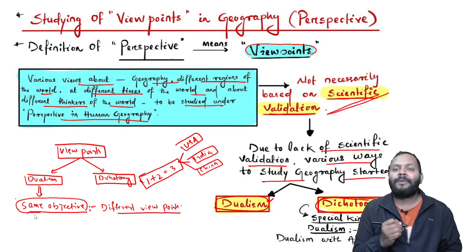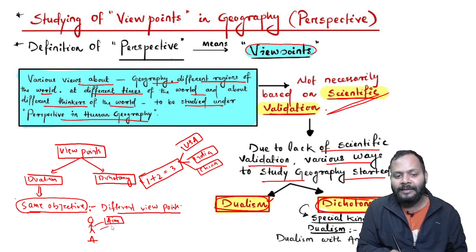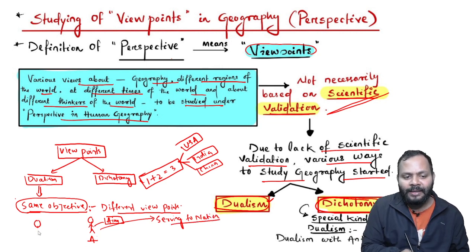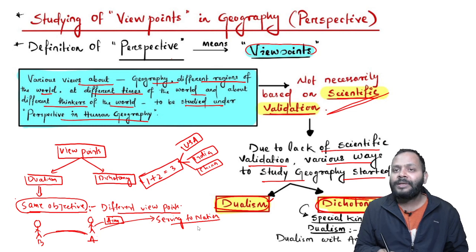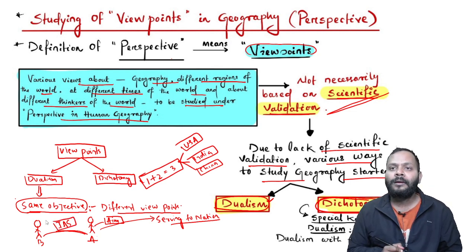See, same objective means if I ask a person, what is your aim in life? Let's say the person is A. What is the aim of your life? Now this A is saying that my aim is serving the nation. Now one person, B, comes and suggests that if you really want to serve the nation, please become an IAS officer. Then you can serve your nation better.